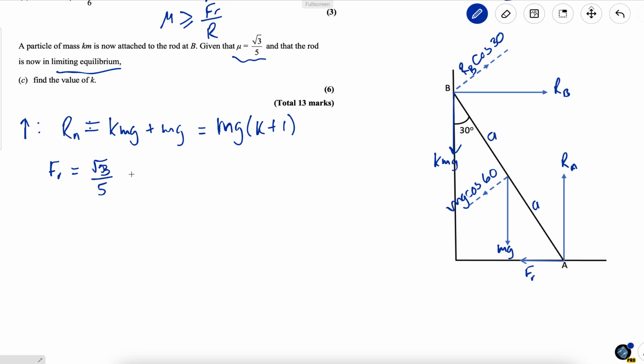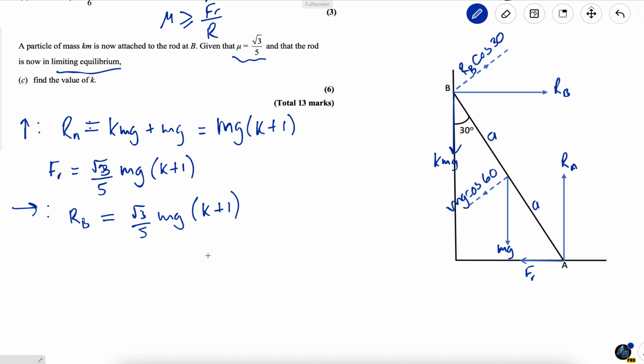So mu times reaction, which is this, mg k plus 1. So now I'm going to resolve horizontally to find reaction at B. So reaction at B going to the right is equal to friction going to the left because they're the only forces. So friction is root 3 over 5 mg multiplied by k plus 1.